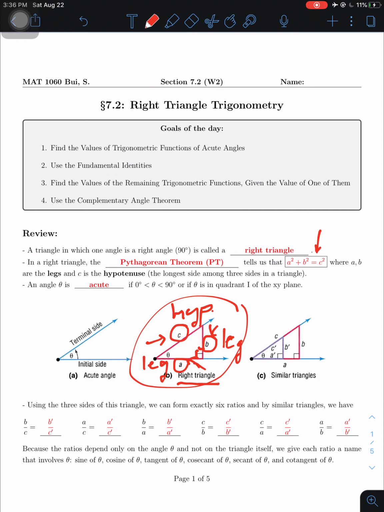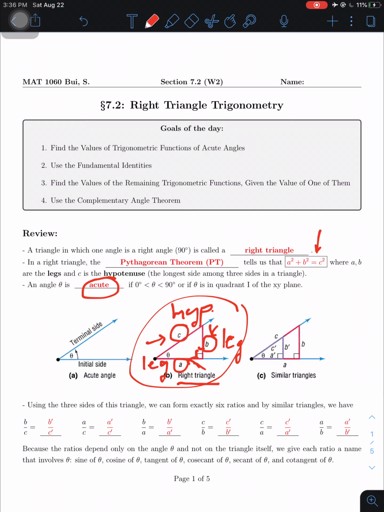The next concept is acute angle. What does it mean by acute angle? We know that a right angle is an angle that has a measure of 90 degrees. An acute angle is an angle that has a measure less than 90 degrees. But of course, we're talking about measures, so the angle has to be positive.